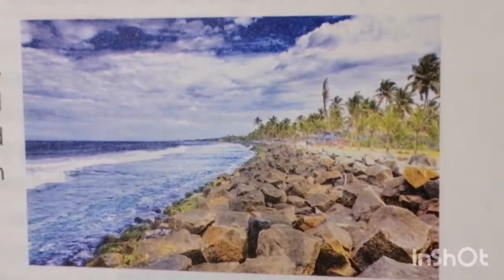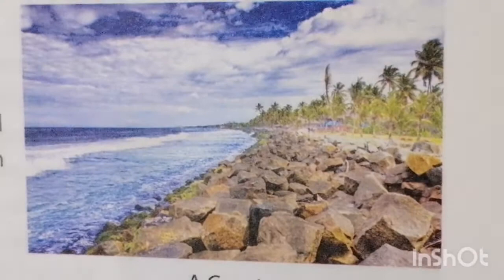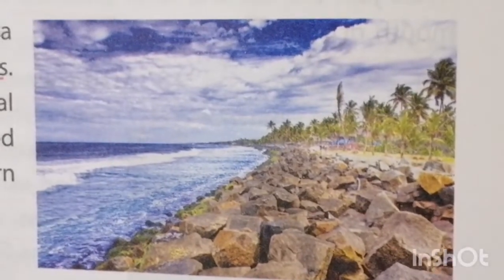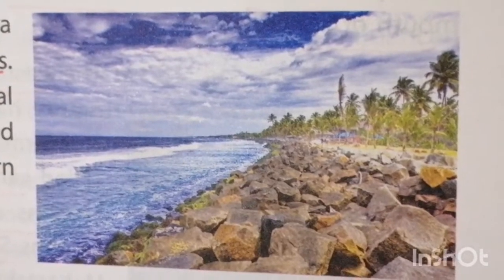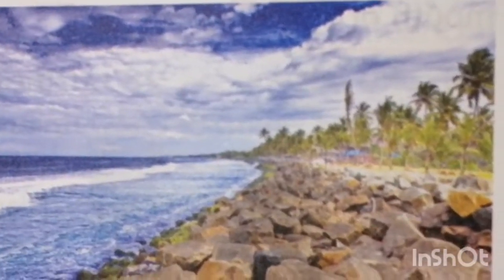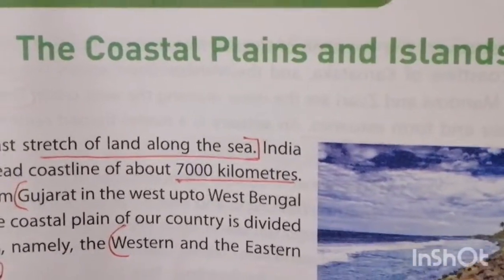So, did you see a picture here? Do you have any idea about our chapter today? Yes. What is it? You can see a sea and a coast. Okay, so today we are going to see a new chapter in social, and the name of the chapter is the coastal plains and islands. Okay, so today we are going to see about the coastal plains and islands.